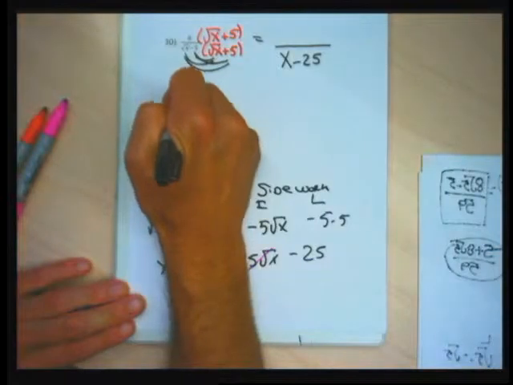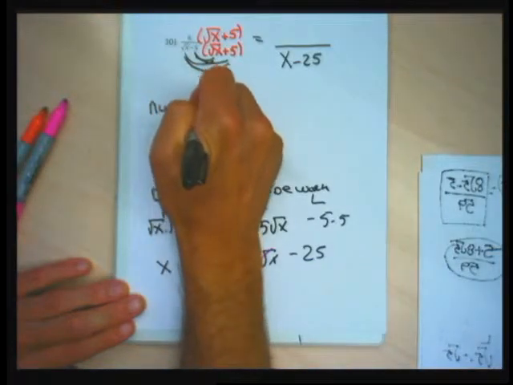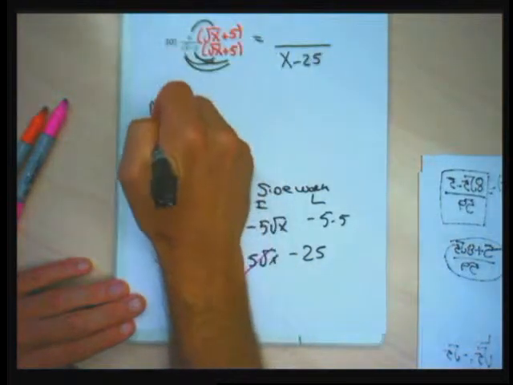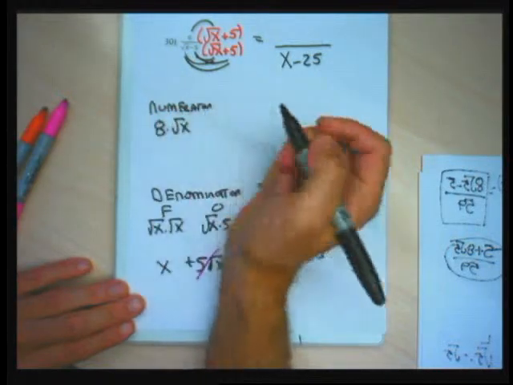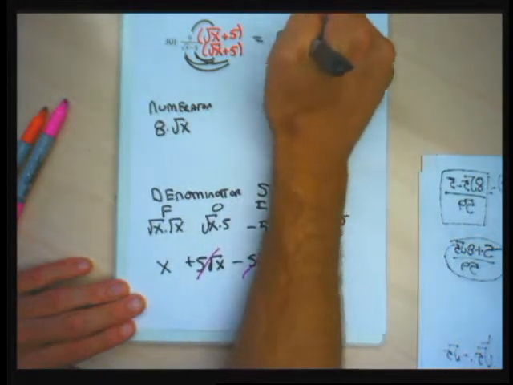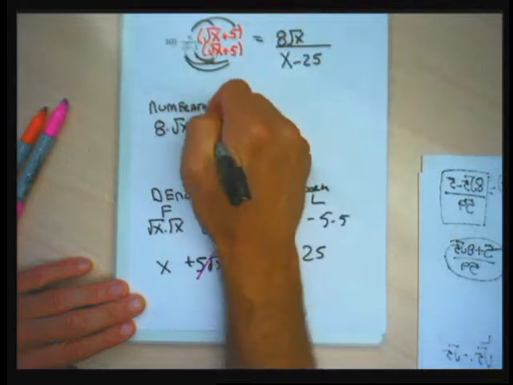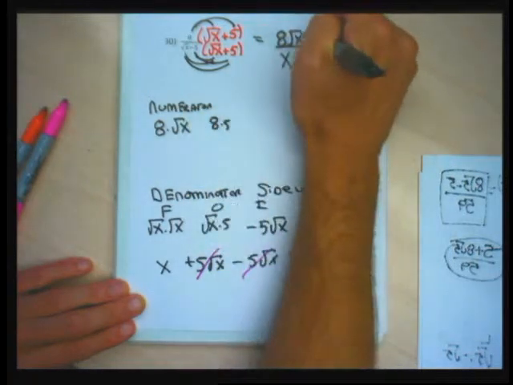In the numerator, the multiplications I need to do are 8 times square root of x, which I'm just going to write as 8 square root of x, and 8 times 5, which I'm going to write as a plus 40.